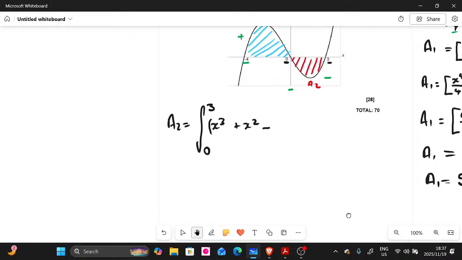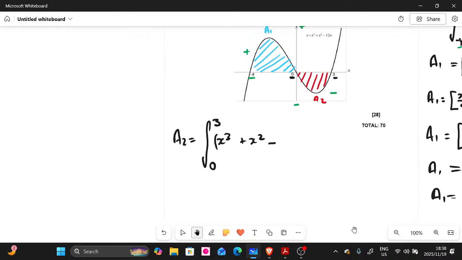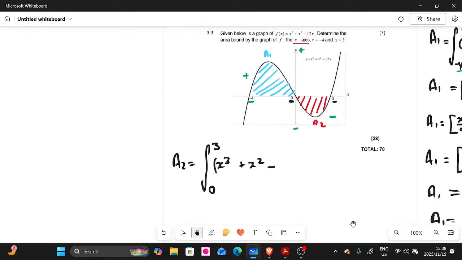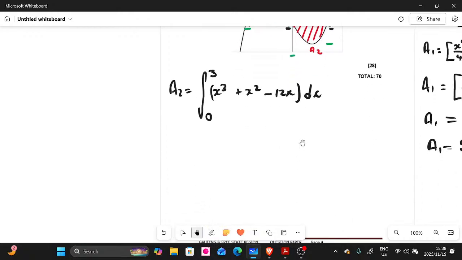To recap, we said area 2 is the red part of this graph. Area 2 is covered from 0 to 3, so the lower limit is 0, the upper limit is 3. You put f of x inside there, and then minus 12x, and then dx, like this. Now let's try to continue before our mic dies.